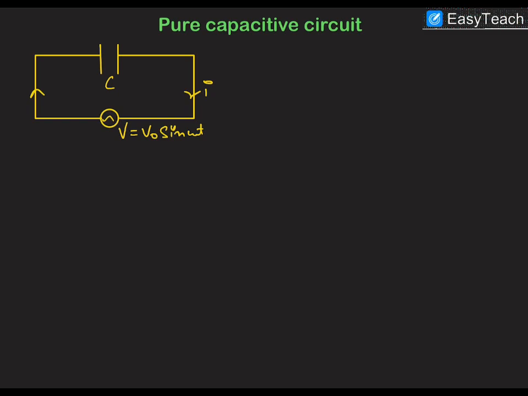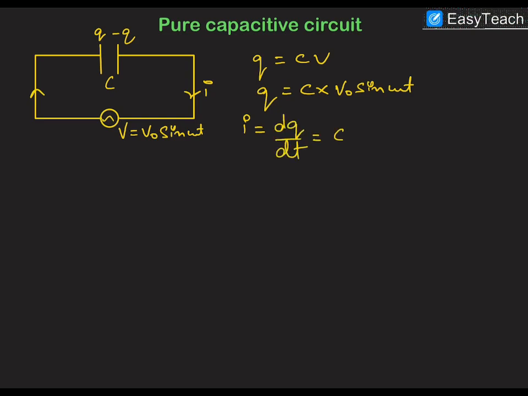Let's suppose at any instant of time the charge appearing on this plate of the capacitor is plus q and on this plate is minus q. So we can write down q as CV, and V will be V naught sine omega t. The current flowing in the circuit will be I equal to dq by dt. So dq by dt will be C V naught into omega cos omega t. This is the current flowing in the circuit.